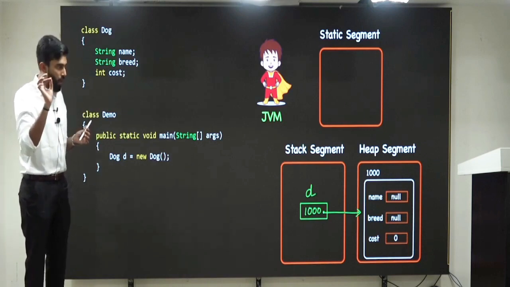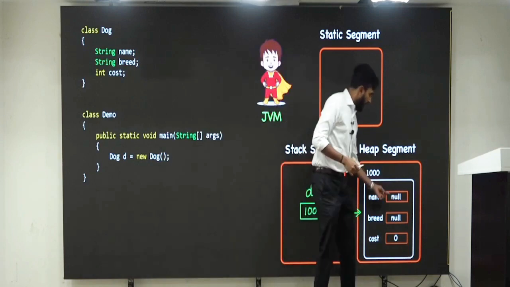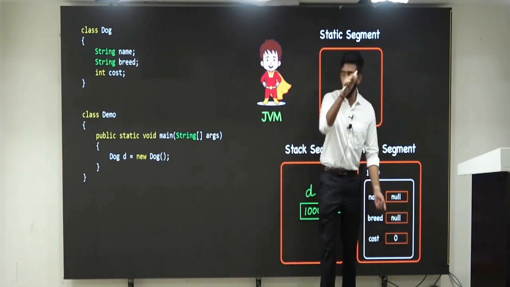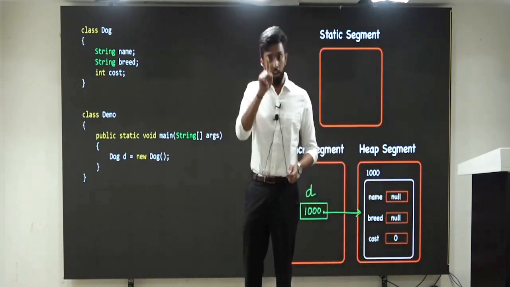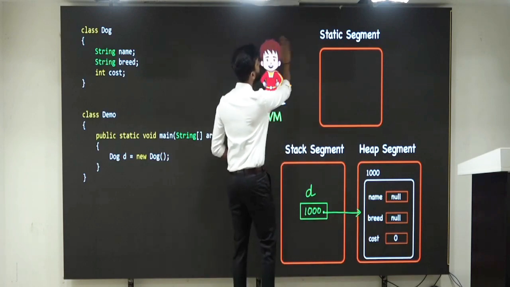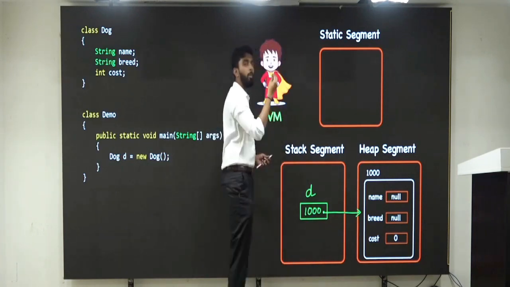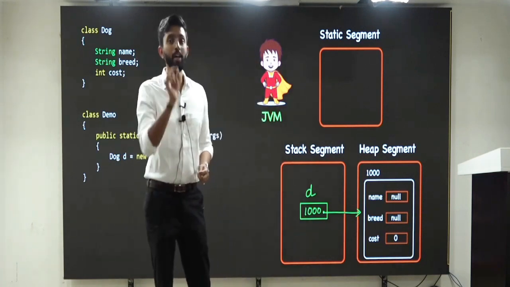Clear? Now watch it. You want proof. Sir, really, sir, do name, breed, cost have null, zero? Prove it, you may say. To prove, you should be able to see it with your eyes. If you should see, it should get displayed on the monitor. And if something should get displayed on the monitor, we should print it. And how to print something in Java?